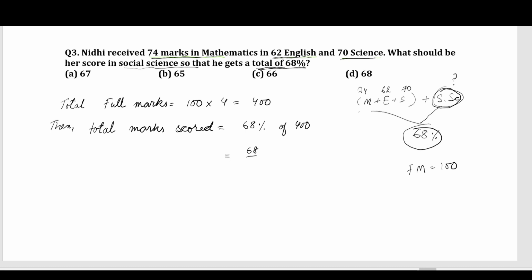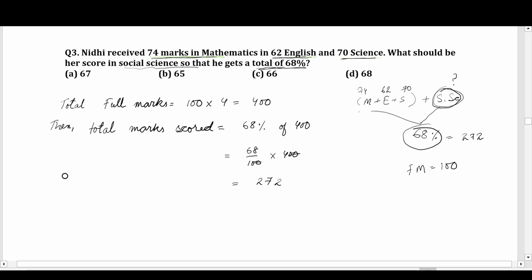So 68 by 100 into 400, the zeros cancel, 4 times 68 is 272. The total scored is 272. So 68% means 272 scored. Maths, English, science are known, and social science is what we need to find.